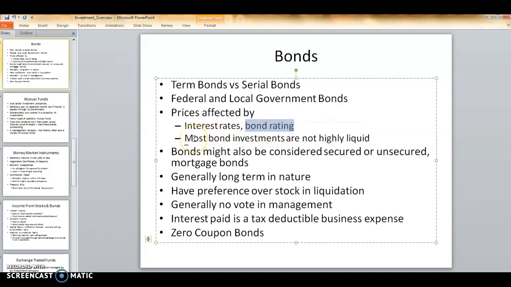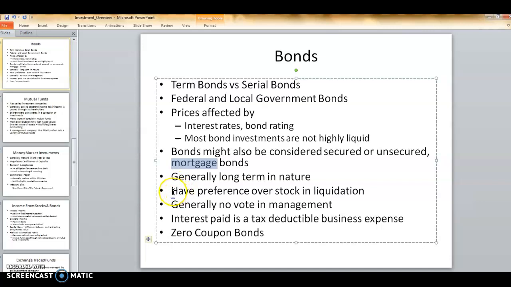Note that most bond investments are not highly liquid, not regularly traded in the market like stock investments are. Bonds might also be considered secured or unsecured, basically meaning there's collateral behind those bonds or no collateral behind those. Some of that collateral might be real estate, and we call those mortgage bonds. Bonds are generally long-term in nature.